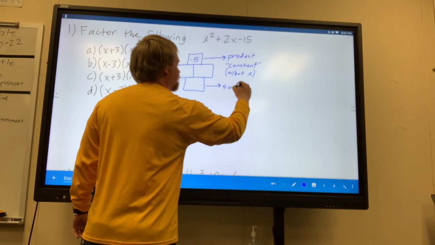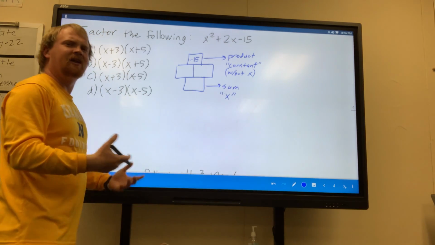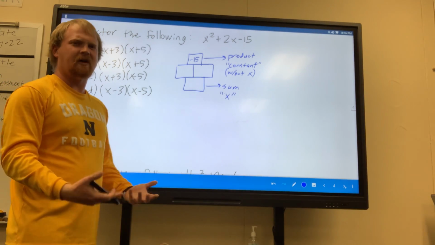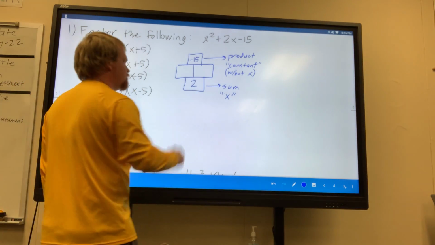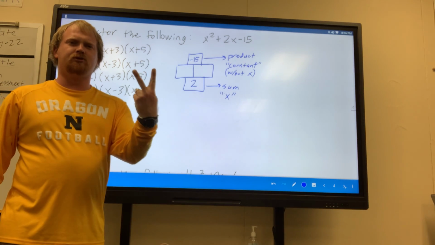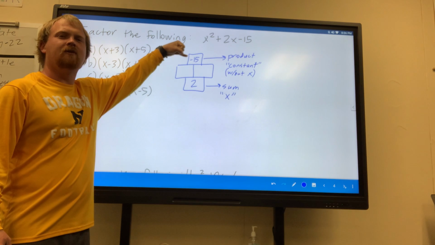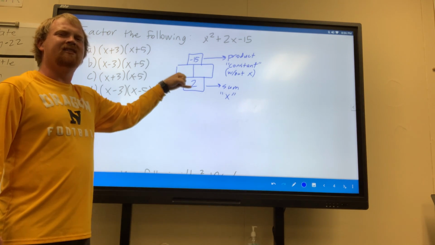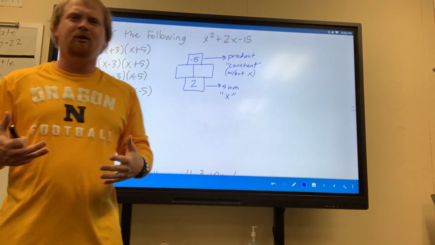Next number is my sum, and that's going to be the x term. Whatever the x is, the coefficient of x, that's going to be my sum. In this case, it is positive 2. So what I got to do is I got to come up with two numbers that gives me both the product of negative 15, but at the same time, the sum of 2. So this is developing a little bit of number sense.